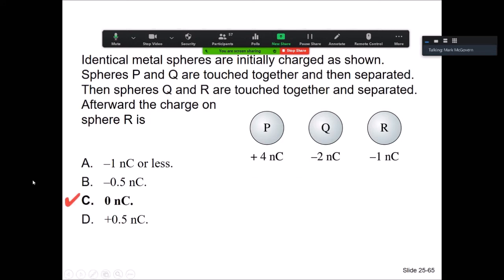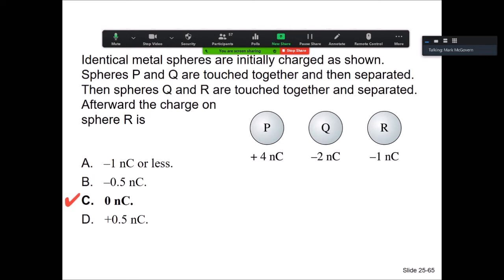It is C. Now, what's happening here? When you look at P and Q, and you touch them, there's an excess amount of positive charge. So the positive charge is going to want to distribute itself evenly over both spheres as soon as they touch. That means P will acquire a 1 nanocoulomb charge, and Q will acquire a 1 nanocoulomb charge, positive. Then we separate them. They keep the 1 nanocoulomb charges.